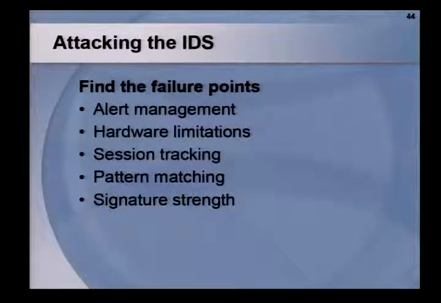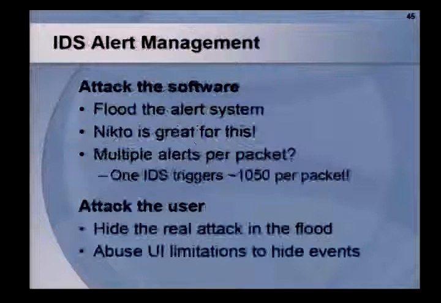Then there's things like session tracking. I mean, an IDS can only keep track of so many things at a time in memory, and as soon as you get over that level, you can then bypass attacks in that area. And finally, pattern matching and signature strength, where we actually start attacking the PCRE engines and the signatures and the kind of string implementations used by different IDS vendors.